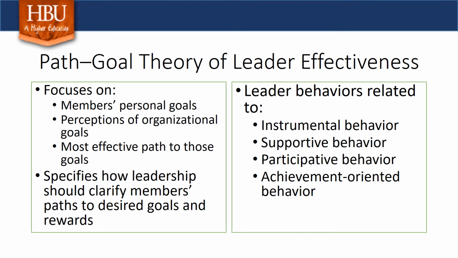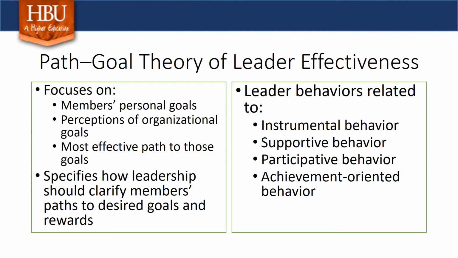Our next situational theory of leadership is the path-goal theory of leader effectiveness. This focuses on members' personal goals, perceptions of the organizational goals, and the most effective ways to achieve those goals. It ultimately specifies how leadership should clarify members' paths to goals and rewards. Leaders' behaviors are related to these 4 things: instrumental behavior, supportive behavior, participative behavior, and achievement-oriented behavior.